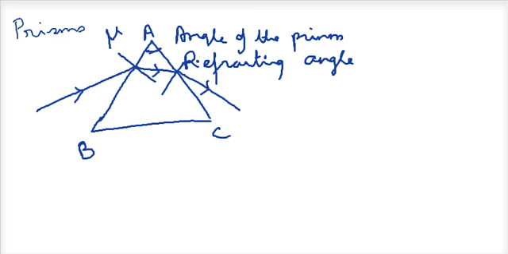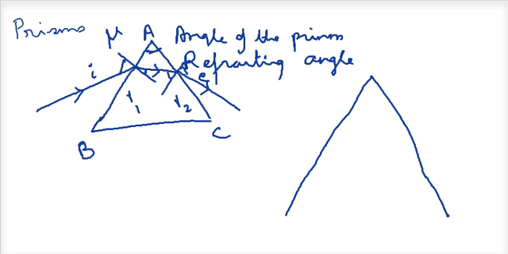This angle A is called the refracting angle. This is the angle of incidence. This is R1, the angle of refraction 1. This is R2, the angle of refraction again. This is E, the angle of emergence. I'll just draw a slightly bigger diagram so that we'll understand what is happening.